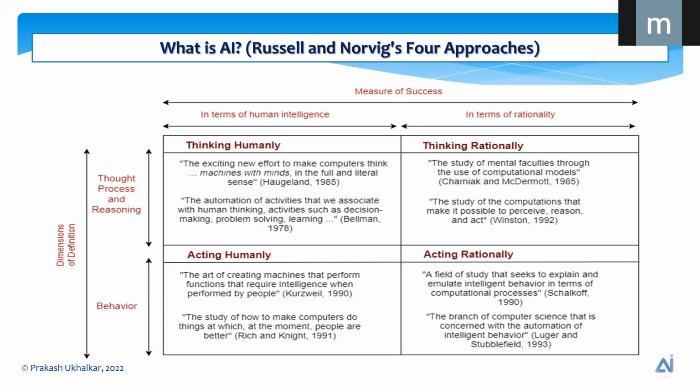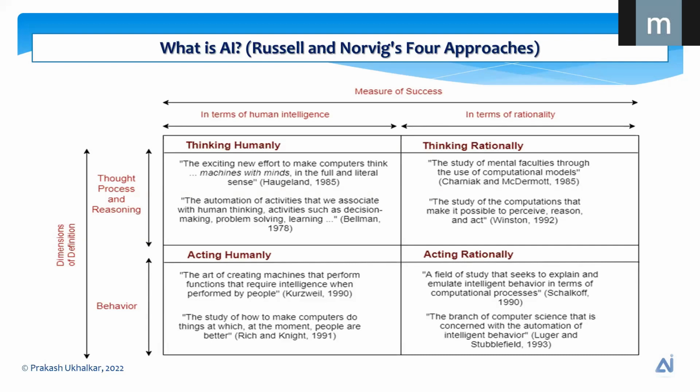Continuing in that, in 1991, Rich and Knight defined it as the study of how to make computers do things, again an action, at which at the moment people are better. So like the people are intelligent and smart, can a machine become smart? Can a machine become intelligent? Right? So that was the focus.